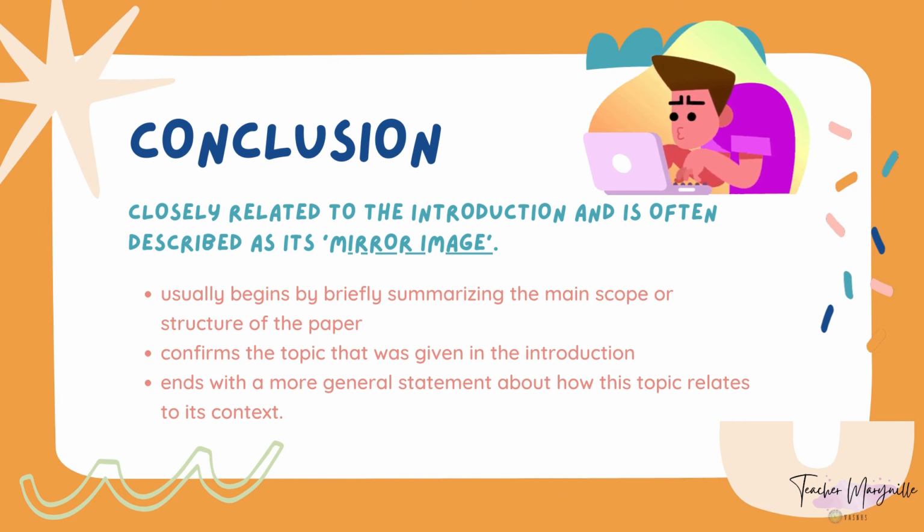The conclusion usually begins by briefly summarizing the main scope or the structure of the paper, confirms the topic that was given in the introduction, and ends with a more general statement about how the topic relates to its context. This may take the form of an evaluation of the importance of the topic, implication of future research, or a recommendation about a theory or a practice.